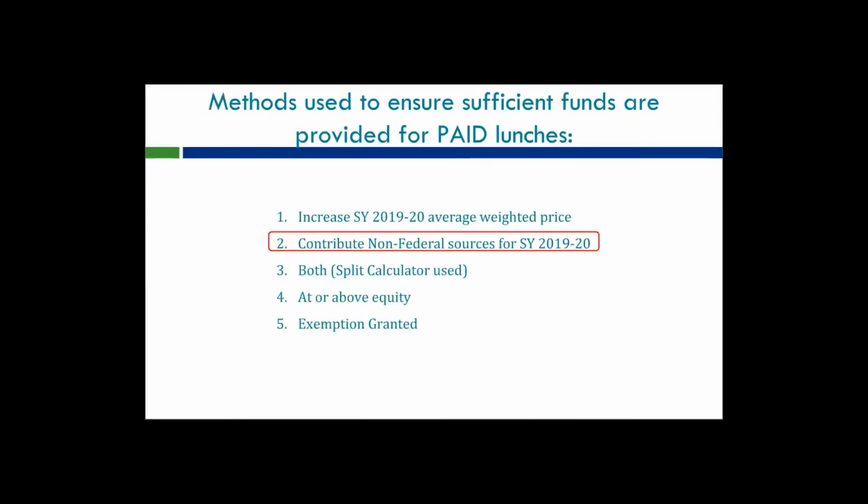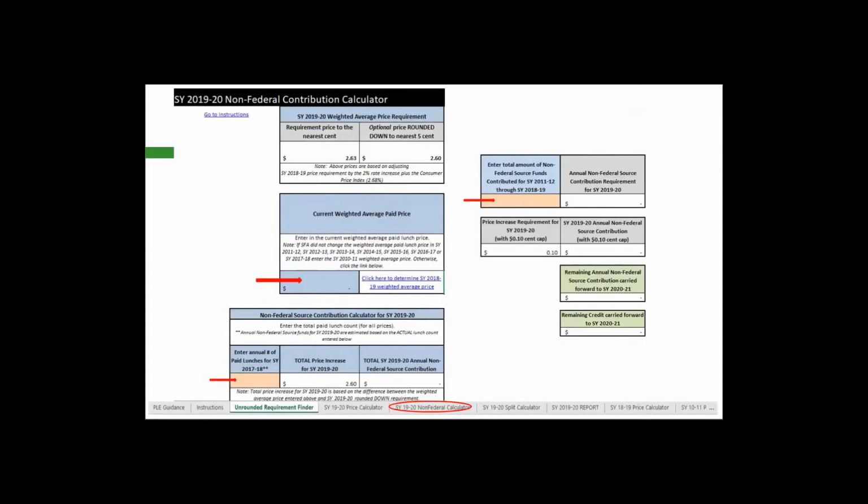So for an example, let's say that we are deciding to contribute non-federal sources for school year 2019-20. So this is in lieu of increasing our paid lunch prices for school year 2020. Thusly, if that is what we are deciding to practice, we need to go to our school year 2019-20 non-federal calculators tab. So we will click on that school year 2019-20 non-federal calculator tab, and it will bring up a similar looking screenshot to what is on your slide.